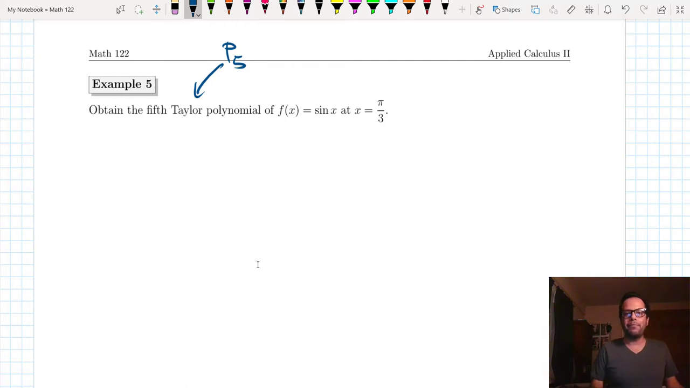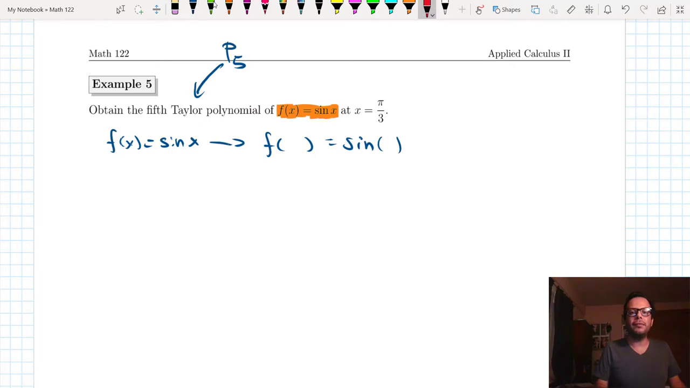Okay, so number one, well, I didn't mention on the previous examples, but the function has nth derivatives and it's defined at the given value of x, as we were able to see. So number one, f of x equals sine of x. So we evaluate the function at pi over 3. Okay, so let's evaluate pi over 3.